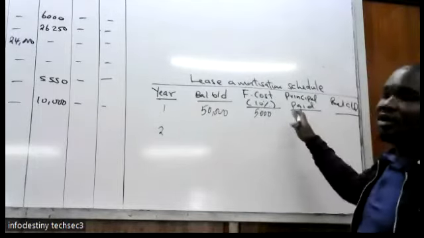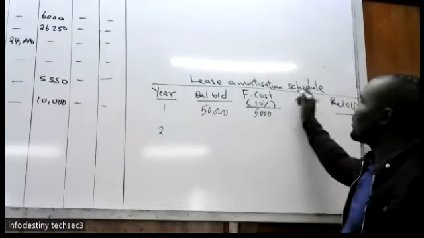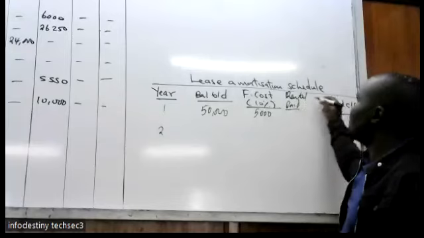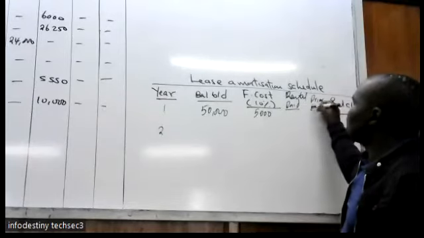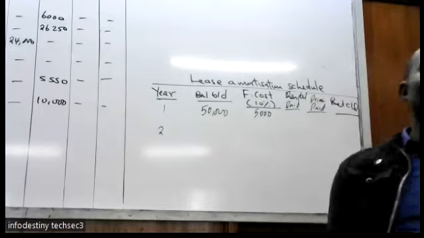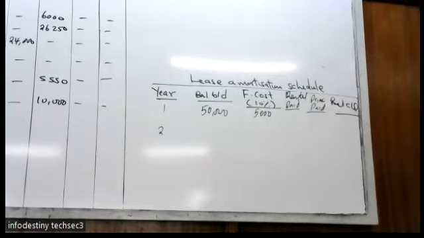So, rentals paid. Yes, fix there. Rentals paid. Then principal. Principal paid. Just fix that one there. I forgot. We should have the column for rental and principal.